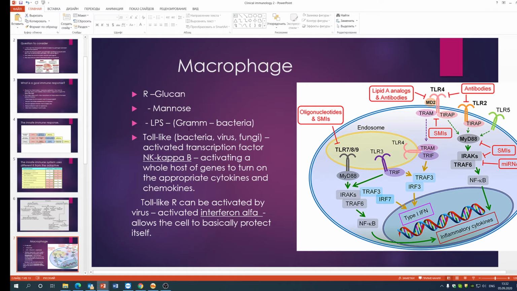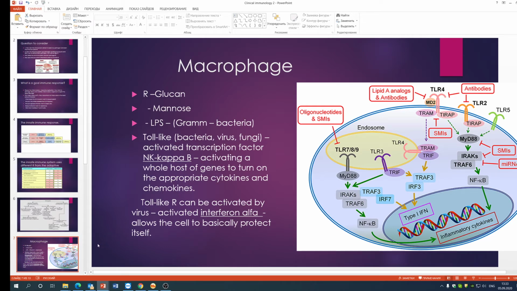Lipopolysaccharide from gram-negative bacteria is recognized. Toll-like receptors were discovered in 1996 and recognize bacteria, viruses, and fungi. The macrophage is activated when bound to a toll-like receptor, which results in activation of the transcription factor NF-kappa B, which many of you have heard of. NF-kappa B activates interferon alpha, which allows the cell to protect itself.